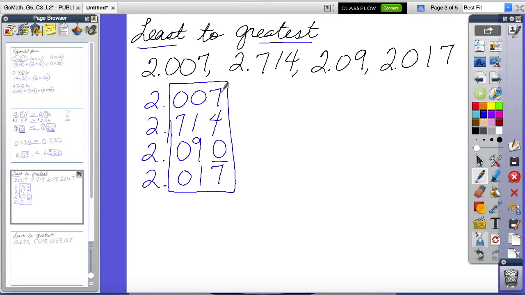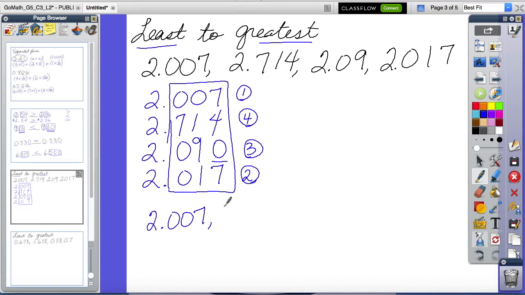We have 7 thousandths, 714 thousandths, 90 thousandths, and 17 thousandths. 7 is the lowest of those values, so 2 and 7 thousandths would go first. This one would be first. Second would be the 17 thousandths, then 90 thousandths, then 714 thousandths.